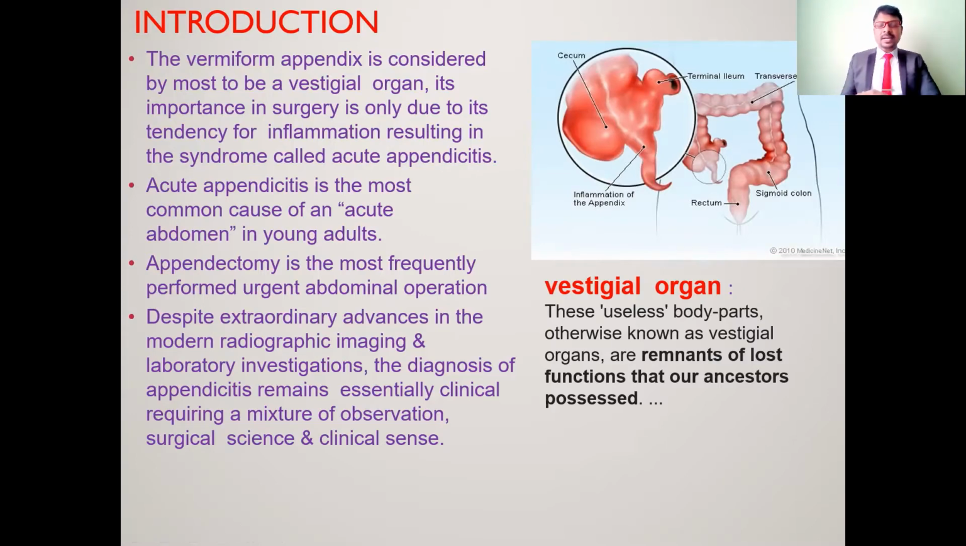So it is a useless organ in the body, but it is very important in surgical procedures, because it may get inflamed. Because of the inflammation of the appendix, it may give complications in the abdomen and also in the intestinal regions. That is its importance in surgery. Acute appendicitis is also the most common cause of acute abdomen in young adults. Because of the inflammation of the appendix, it may give severe pain in the umbilical region, which then moves to the lower abdominal region.